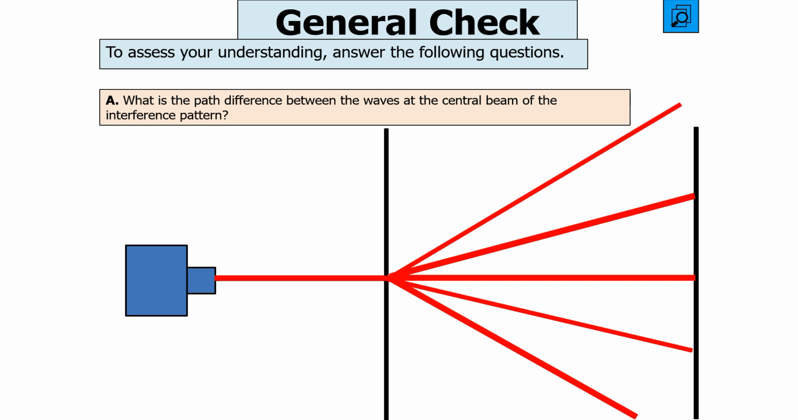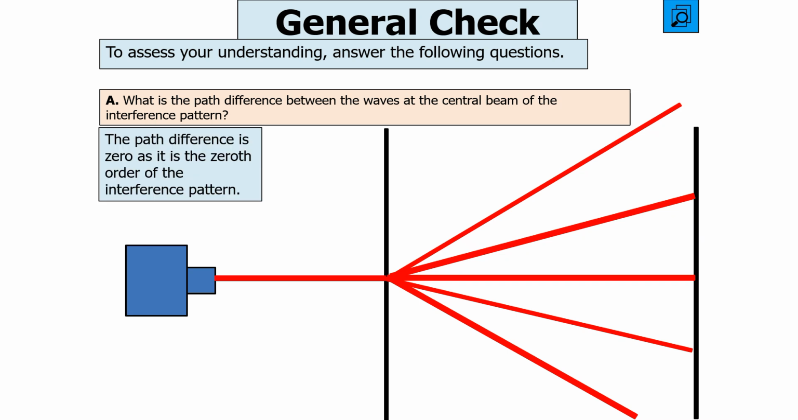What is the path difference between the waves at the central beam of an interference pattern? Pause the video now, then unpause the video when you want to go through your answer. The path difference is 0, as it's the 0th order of the interference pattern.